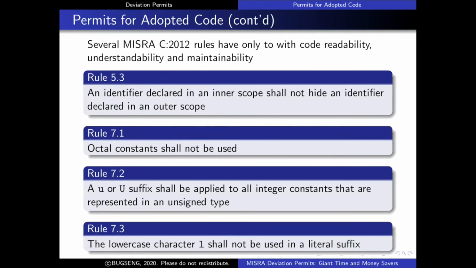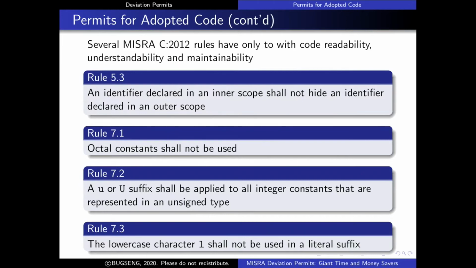Rule 5.3, an identifier declared in an inner scope shall not hide an identifier declared in an outer scope. Why? Because the programmer might be confused by the fact that the same name is reused and one of the names is hiding the other instance. The developers or quality assurance people may be confused about which occurrence is referring to what. Okay.